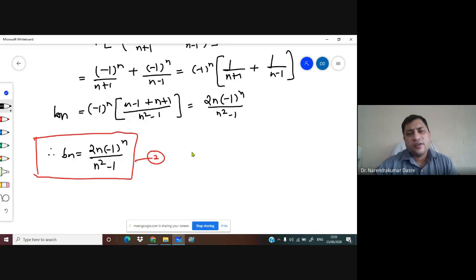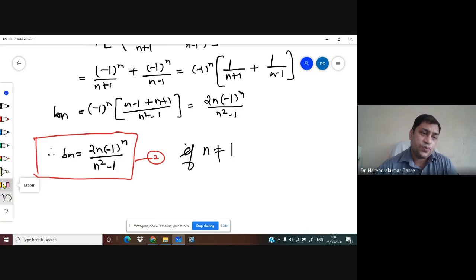But we can see that this does not exist if n is equal to 1. Okay, so there is a trouble in evaluating b1 from this formula, because if n goes to 1, then this will turn out to be 0, so this will be not defined, and hence this formula is applicable if n is not equal to 1. Okay, now we need to understand what happens if n is equal to 1. So let us see what happens if n is equal to 1.